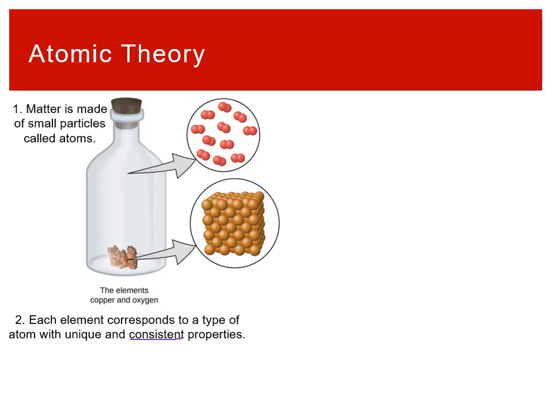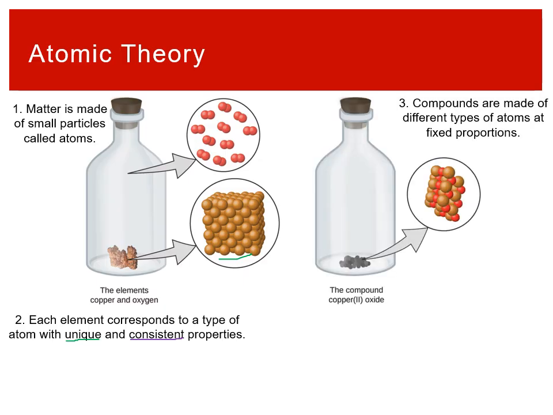And then the other important property is that they are unique. So we could have a different element, for example, copper, that those atoms have different properties, right? They have their own unique properties that are different from the oxygen properties. But importantly, copper atoms are always the same. That makes them consistent.